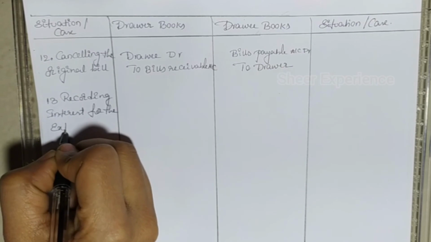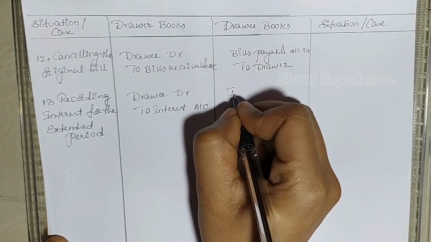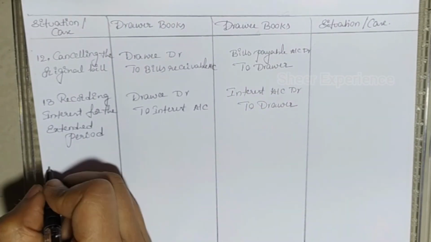Our next situation is recording the interest for the extended period. The journal in drawer books is drawee debtor to interest account. Here we are crediting the interest because the drawer is receiving the extra income apart from the bill amount. So interest is an income, so we are crediting interest account. In drawee books, the journal will be interest account debtor to drawer. Here interest is an expense because along with the bill amount, he has to pay extra money for interest. So we are debiting interest and crediting drawer.